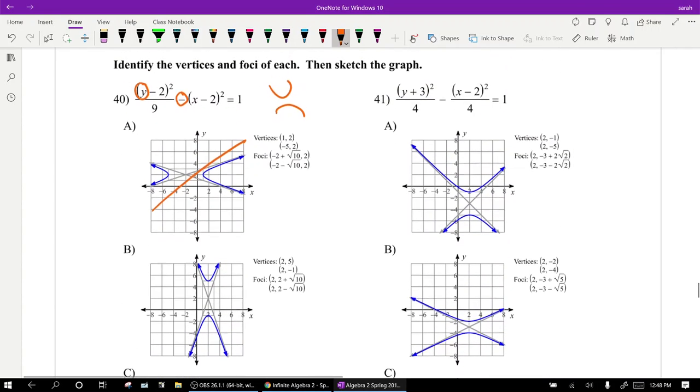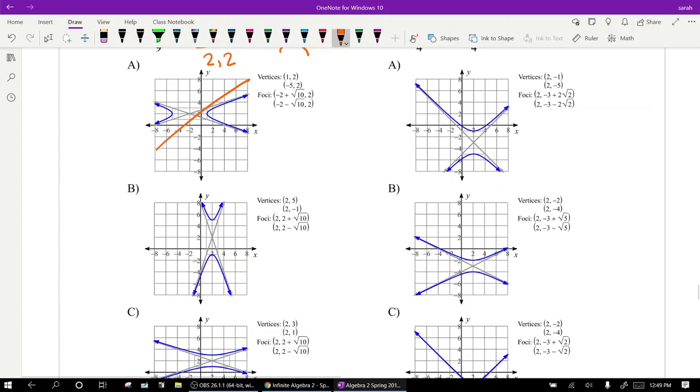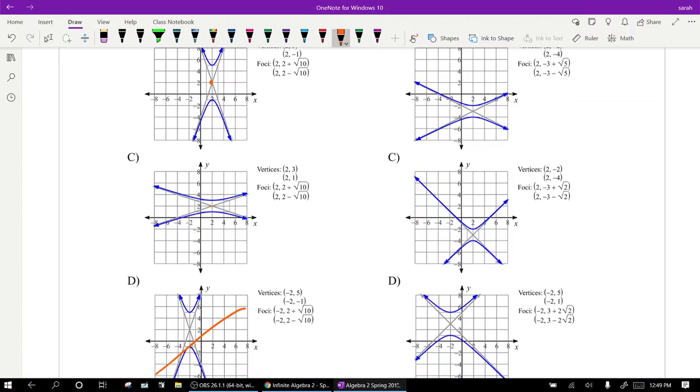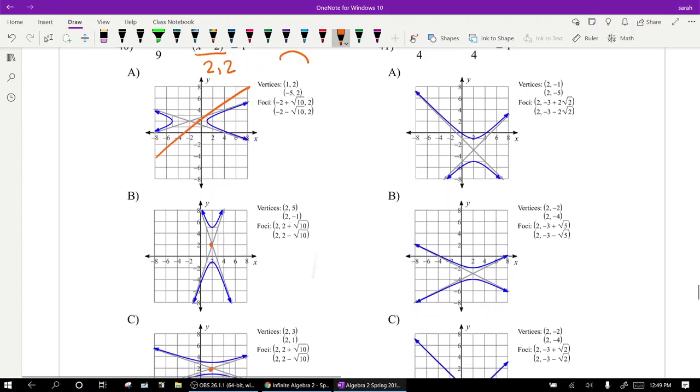Okay, let's take a look at where our vertex is. Well, let's look at our center point first and see if that helps us at all. My center point is going to be, careful with your X and Y's, at 2, 2. All right, so I'm going to look to see that everything's at 2, 2. And B is at 2, 2. That's correct. And C is also at 2, 2. So that's correct.